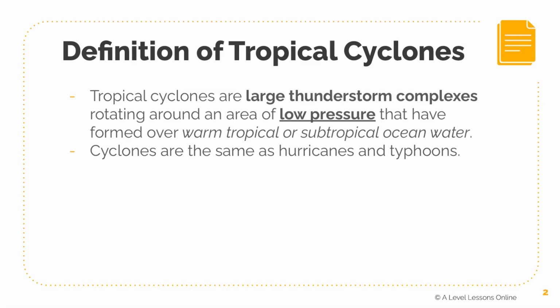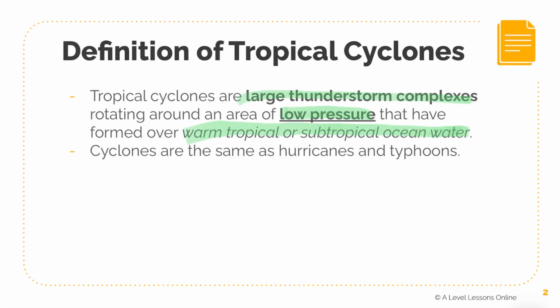Tropical cyclones are basically large thunderstorm complexes rotating around an area of low pressure. So they are always known as low pressure areas, or low pressure cyclones, and we will see why they require low pressure later on. They form over warm tropical or subtropical ocean water.